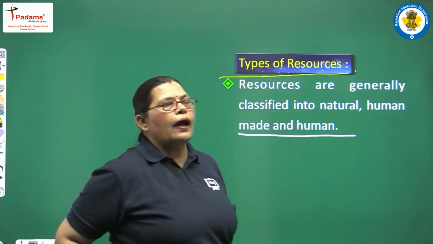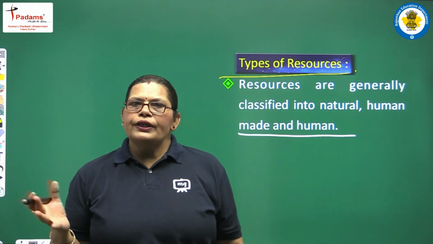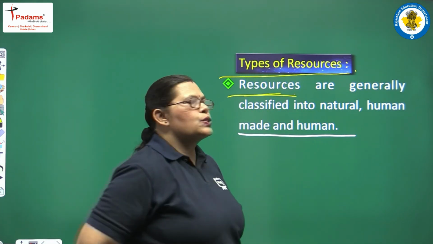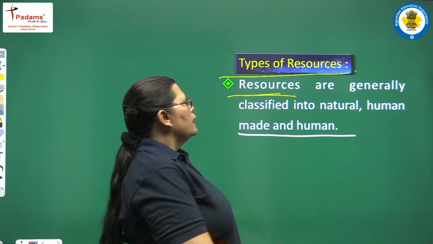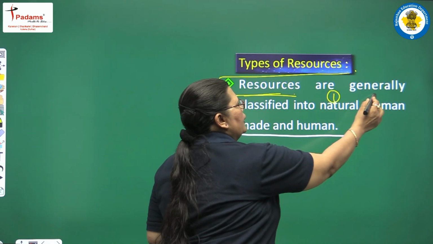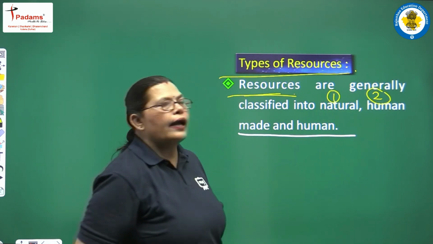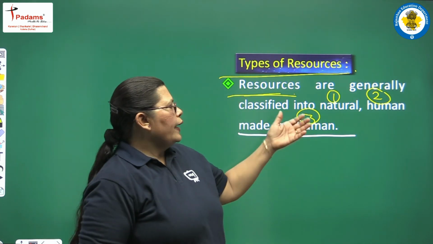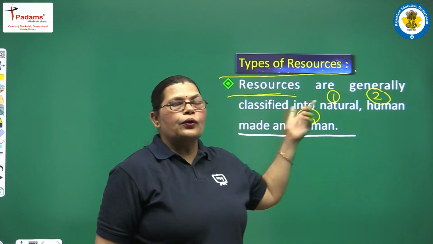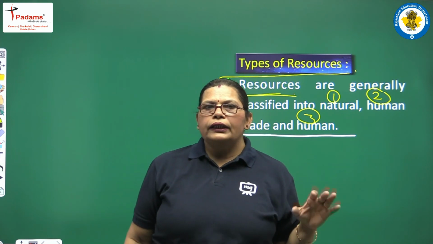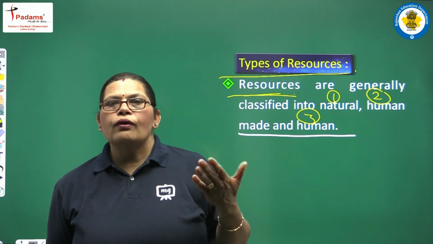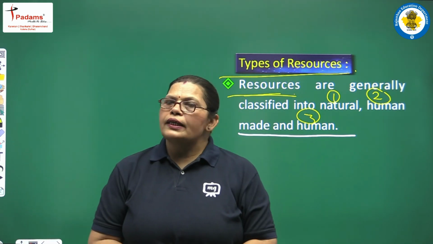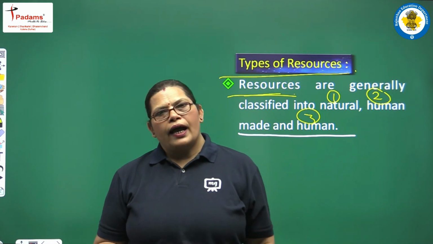Next one is the types of resources. How many types of resources are there? First one, see this one. Resources are generally classified into natural, human made and human itself. So, when we consider these natural, human made and human, then these are the types of resources. But how are these useful to day-to-day life? We will consider this in our next part. Stay with us. Have a nice day.